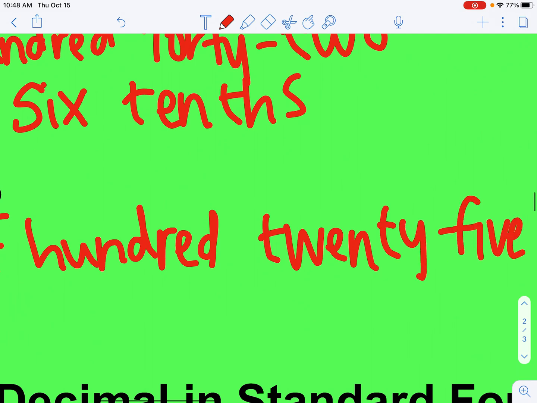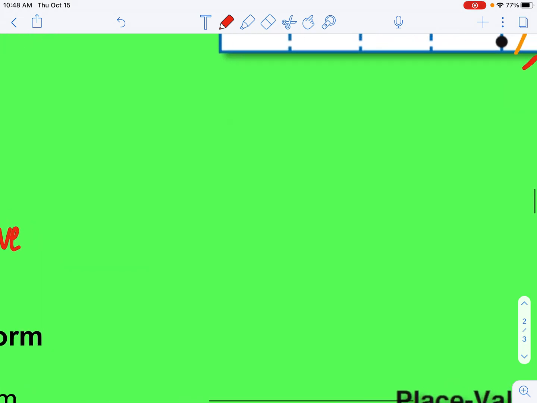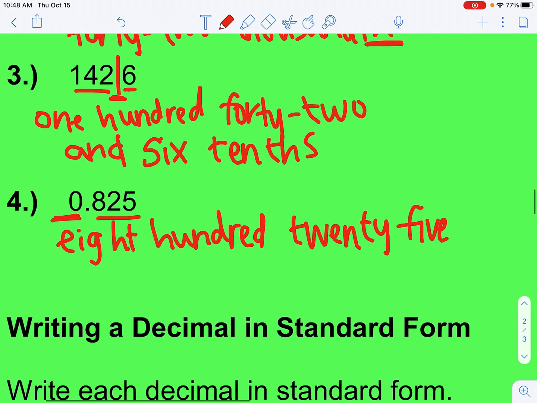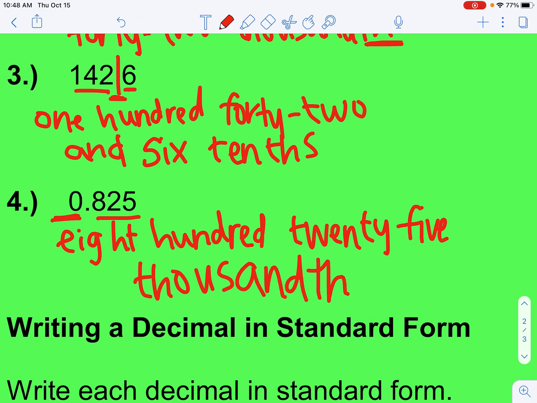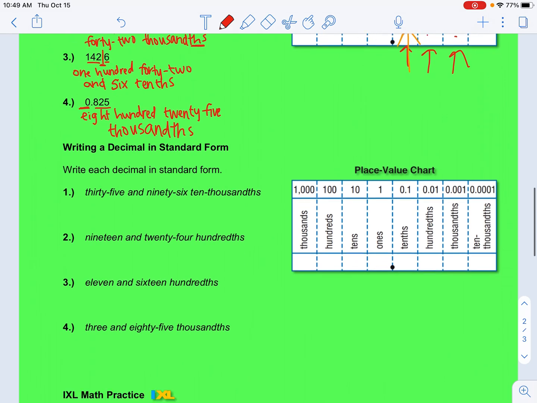825. And that 5 is 3 places after the decimal. So we look over here, 1, 2, 3, so it is in the thousandths place. So 825 thousandths. Oops, don't need a period at the end. Alright, so that's how we write a decimal in word form.